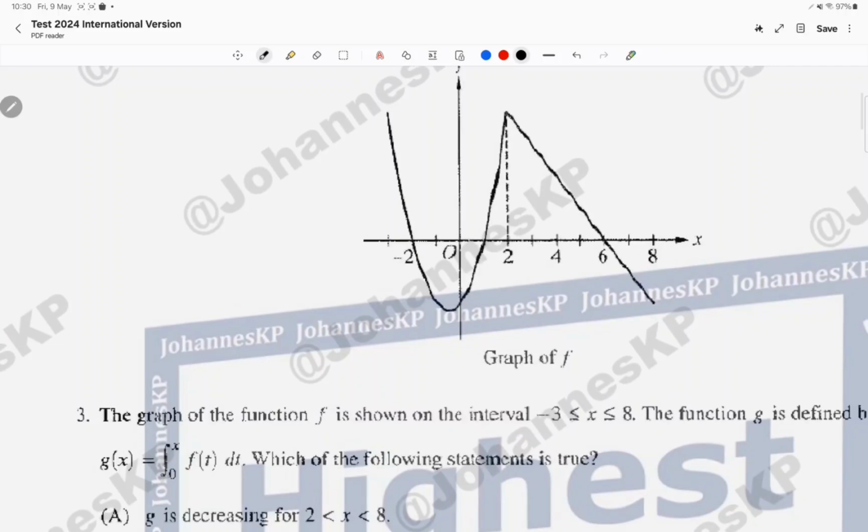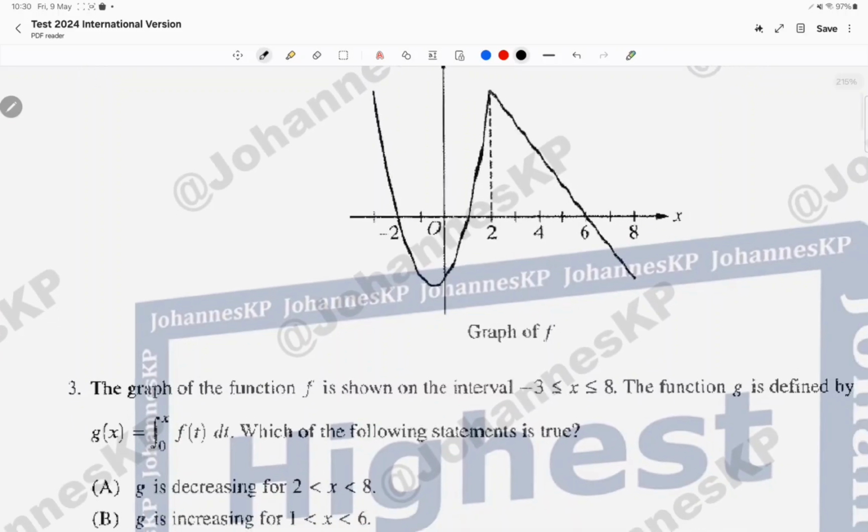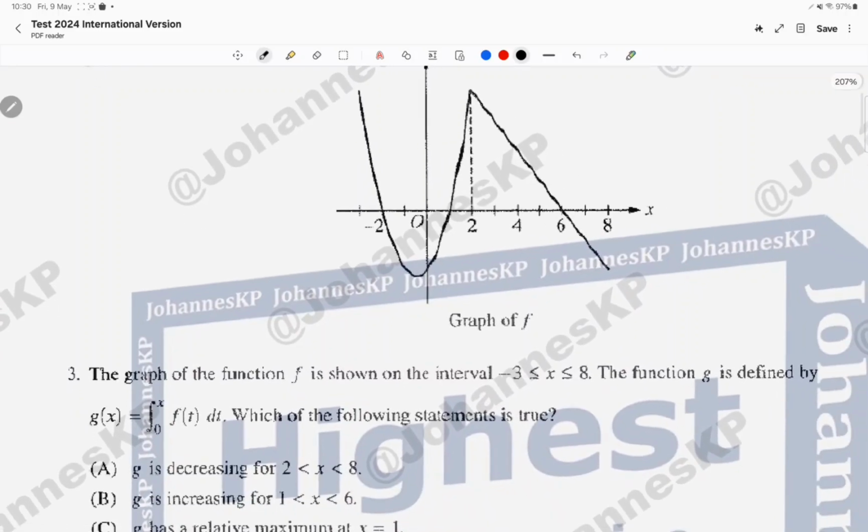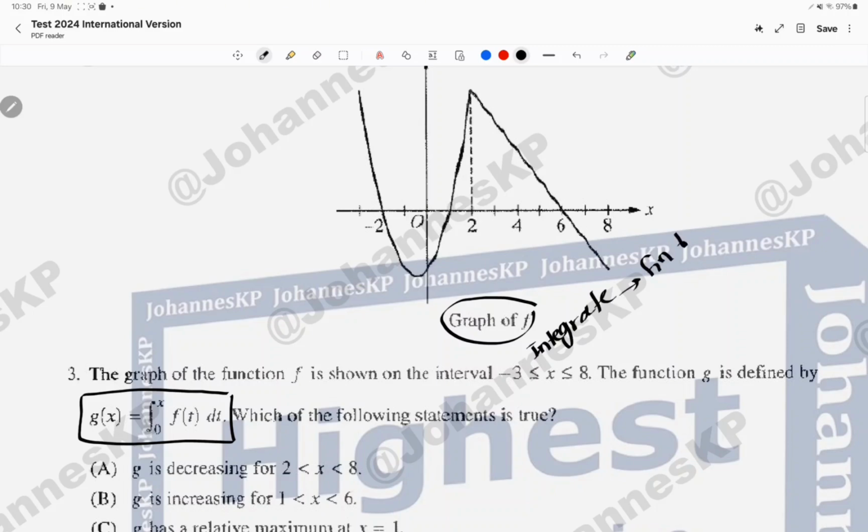Question 3. The graph of the function f is shown in the interval. The function is defined by this equation. So right now, if you were to integrate the graph, which means find the area of the graph, you would get g of x. You would. Okay.